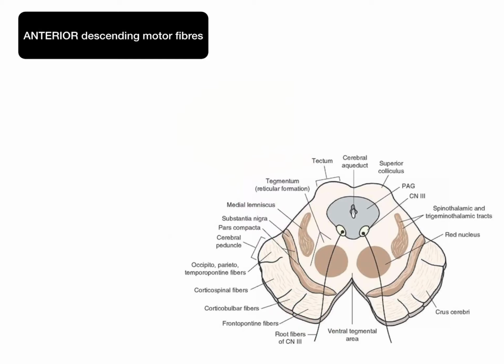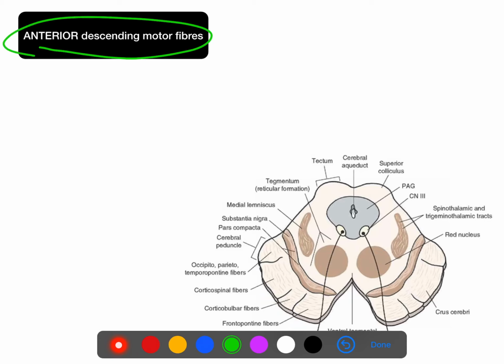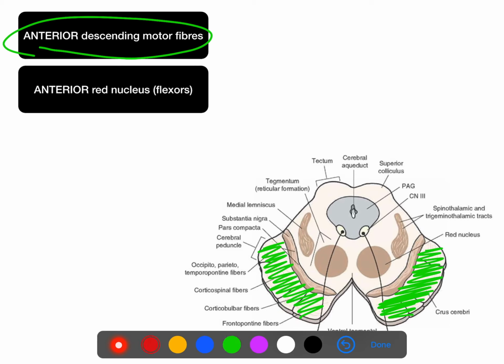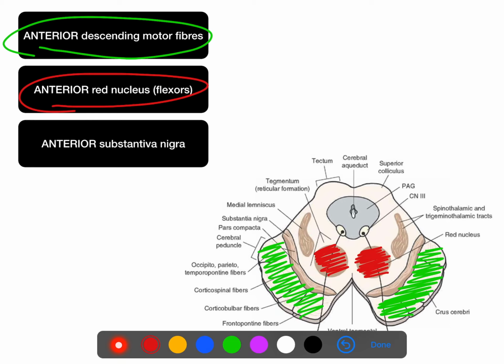So all these labels, terrifying, right? But there's very few you need to know. So you need to know that there are anterior descending motor fibres. These are your corticospinal tracts going to the spinal cord, and corticobulbar tracts going to your cranial nerves. Okay, and they run at the front in these peduncles, these cerebral peduncles. Anterior red nucleus, let's paint this in red here. This giant red nucleus. And then anterior substantia nigra.